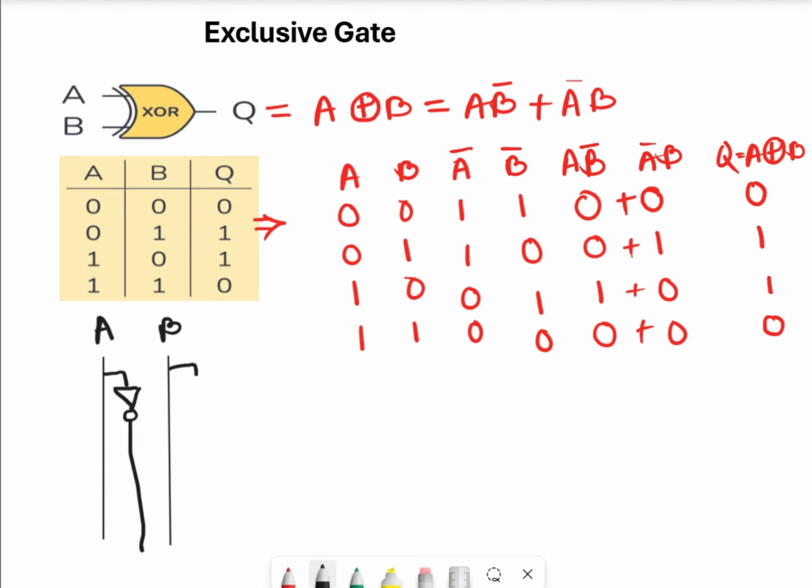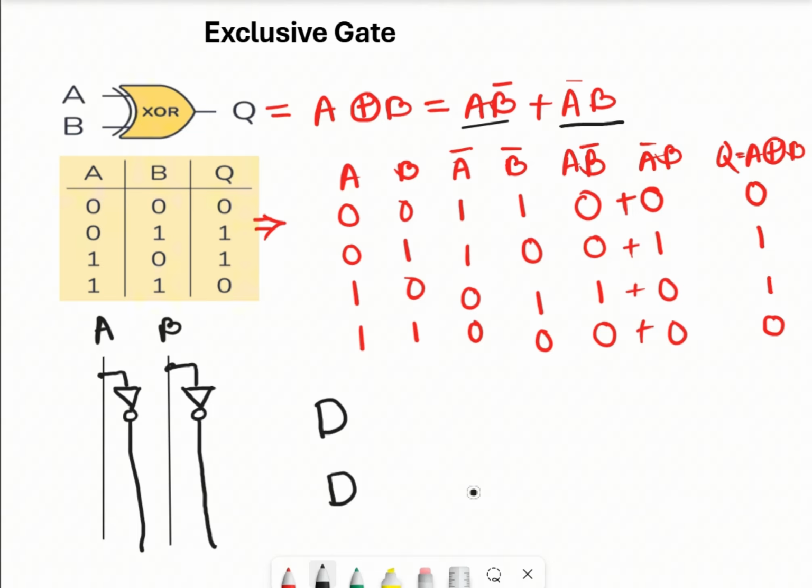Anyways, here will be a NOT gate connected with B, and this is connected with A. So this is another NOT gate. And then of course we have to have two AND gates, because here we have A dot B bar and A bar B. So here are two NOT gates, and the AND gates. Here is one AND gate, another one is here.